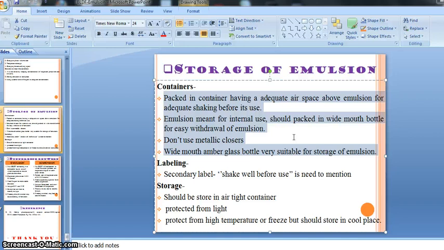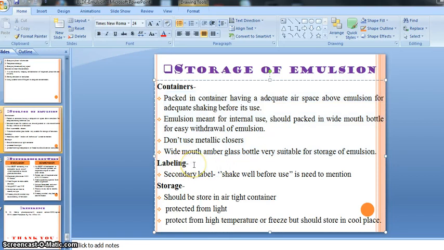Then if our preparation is for internal use, we should use a wide mouth bottle for easy withdrawal of our preparation, right? And avoid metallic kinds of closures. The suitable container for the storage of emulsion is a wide mouth amber glass bottle, which is very suitable. So this is about our container.